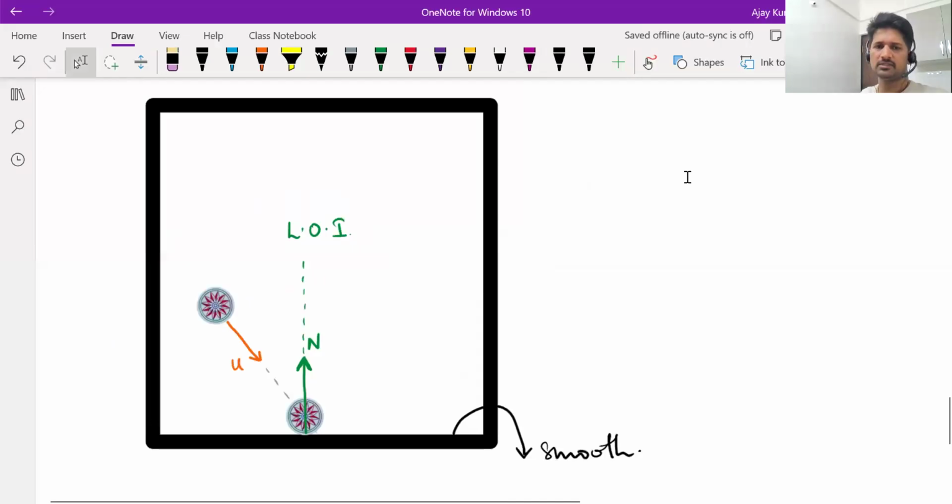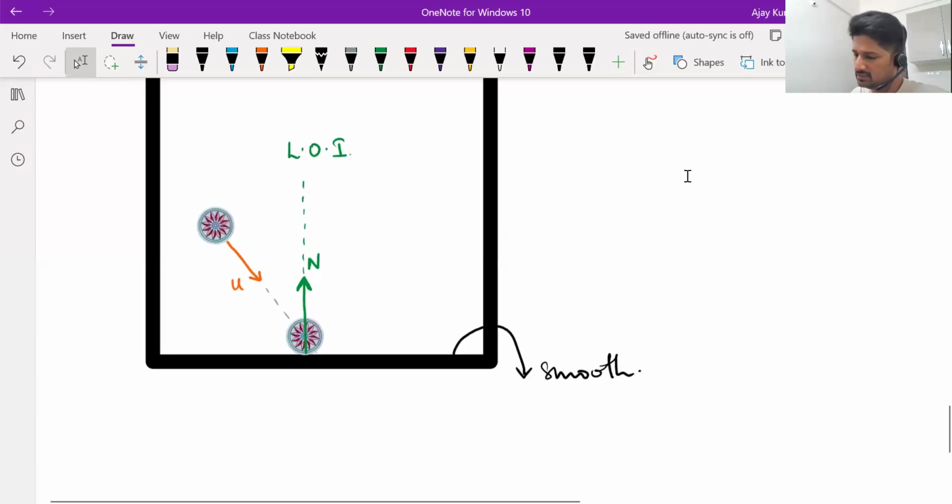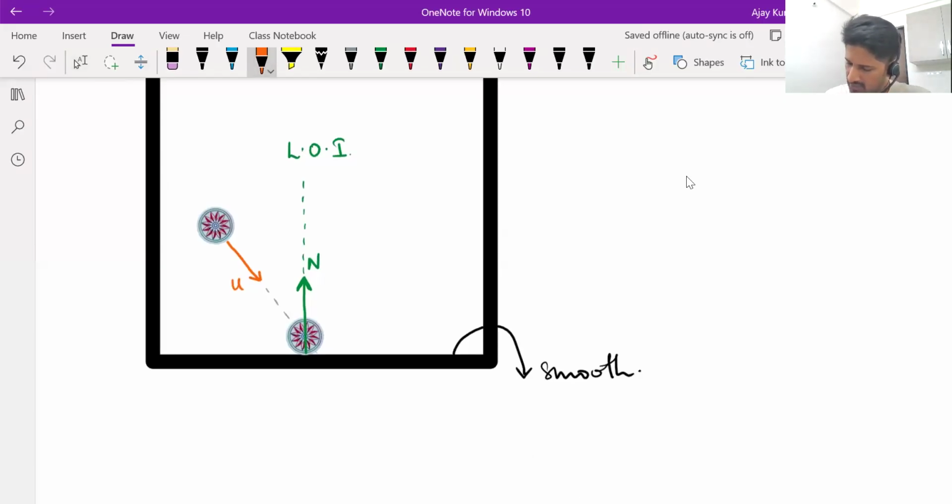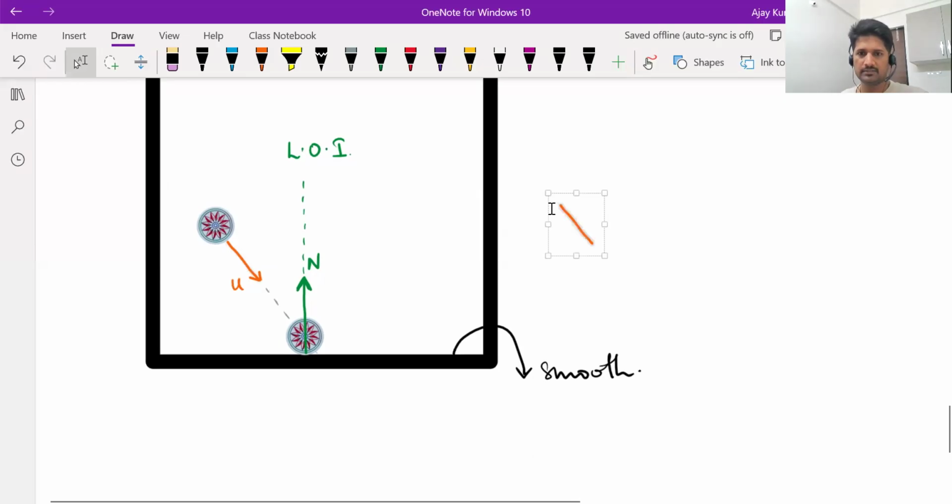For now, let's assume it's a smooth frame. Then the component of velocity along the frame will not get disturbed. Which component will get disturbed? The component perpendicular to the frame. That is, the component along the line of impact will get disturbed. So it's very important to resolve the initial velocity into two components.